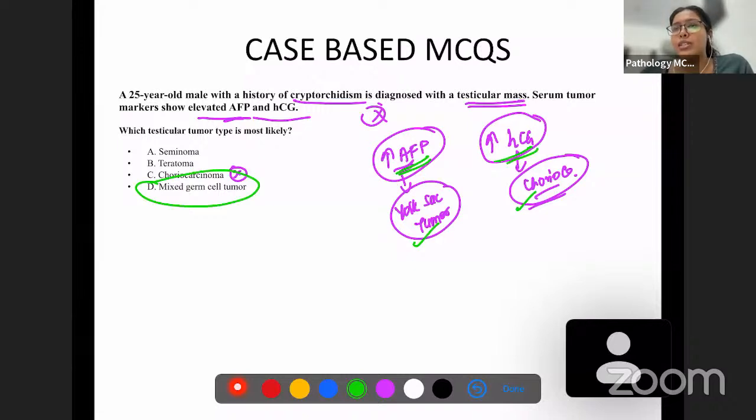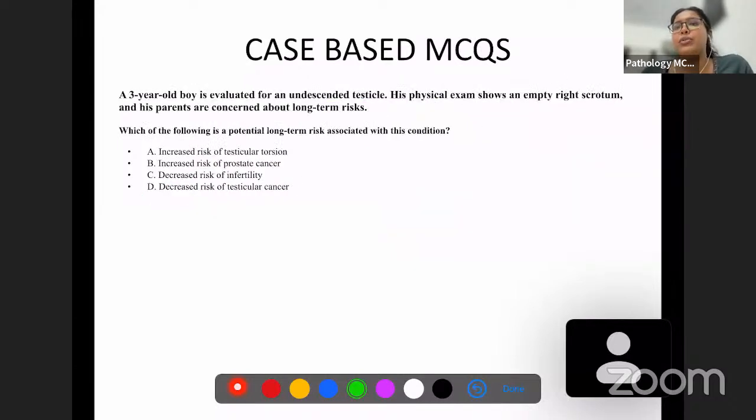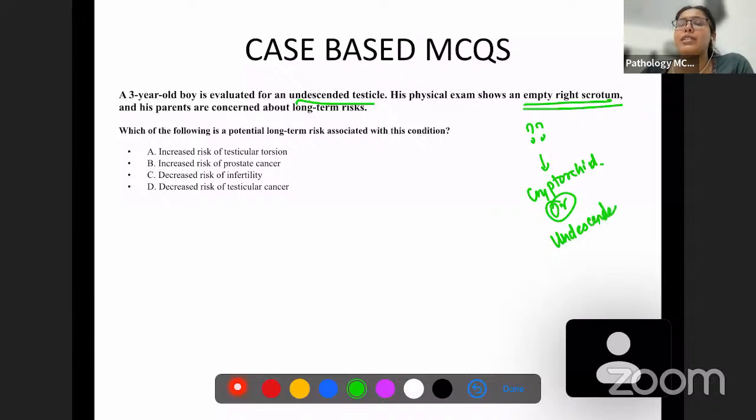Okay. So let's discuss the last case-based MCQ. This is a 3-year-old boy who is evaluated for undescended testicle. His physical exam shows an empty right scrotum. What does empty right scrotum suggest? It is a cryptorchid testis, right? So cryptorchid testis or an undescended testis here, abdominal testis. And his parents are concerned about long-term risks. Which of the following is a potential long-term risk associated with this condition?